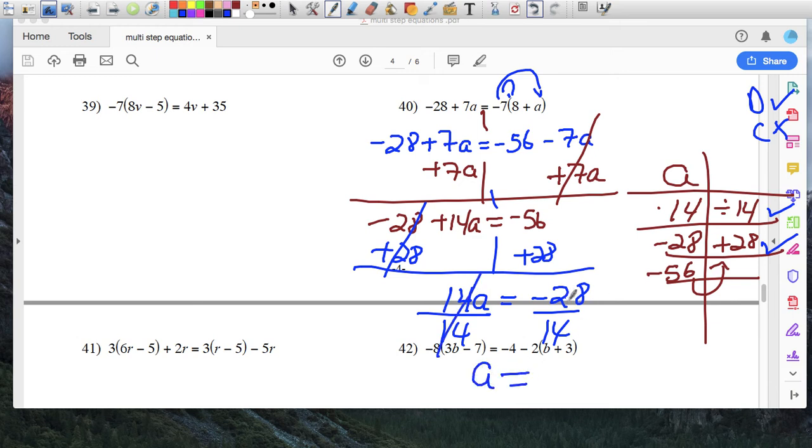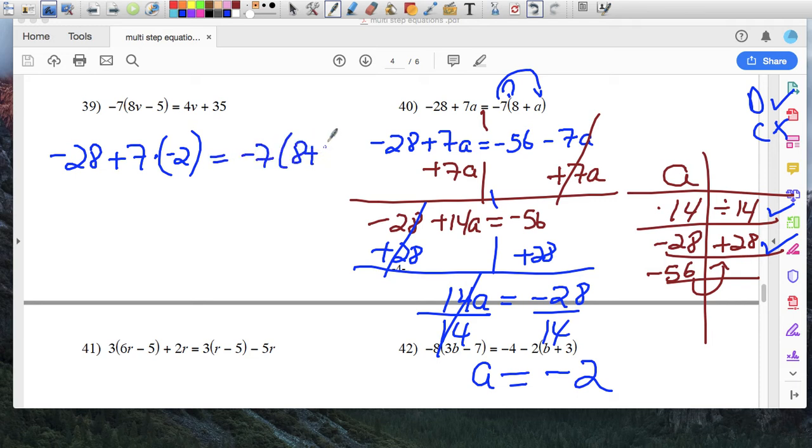A equals a negative divided by a positive is a negative, and 28 divided by 14 is just simply 2. So my answer is negative 2. Do my check. Negative 28 plus 7 times negative 2. I'll put this in parentheses. Equals negative 7 times 8 plus negative 2.